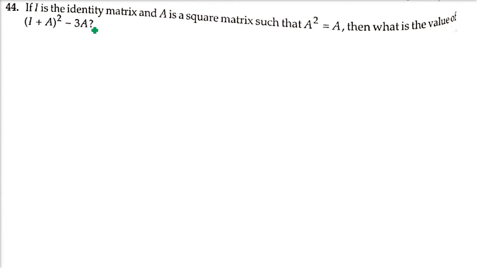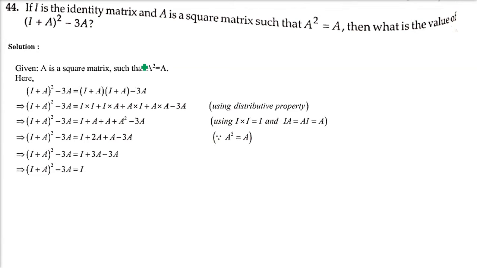If I is the identity matrix and A is a square matrix such that A squared equals A, then what is the value of this expression? Okay, so we will expand this expression, we'll use certain properties and then we'll try to find out the value. So I'll do it one step at a time. See, I plus A, this whole squared, minus 3A. So I plus A whole square is what? We cannot just do A square plus B square plus 2AB. This is a matrix. So we cannot do that. We have to do it step by step.